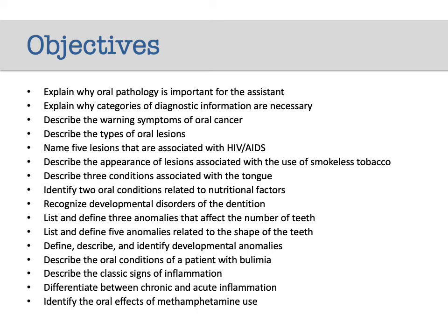of the dentition, list and define 3 anomalies that affect the number of teeth, list and define 5 anomalies related to the shape of the teeth, define, describe, and identify developmental anomalies, describe the oral conditions of a patient with bulimia, describe the classic signs of inflammation, differentiate between chronic and acute inflammation, and identify the oral effects of methamphetamine use.